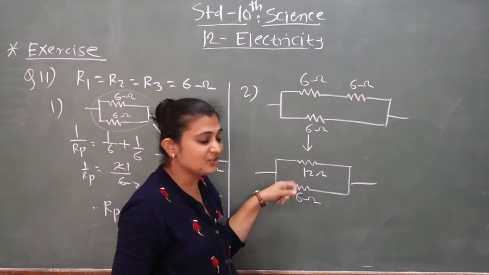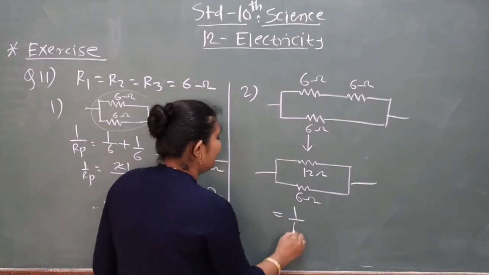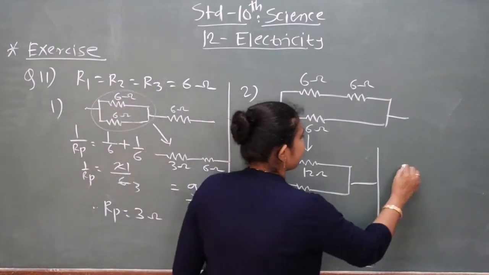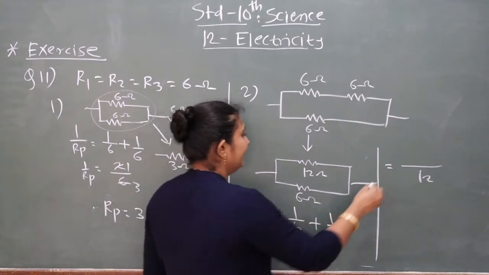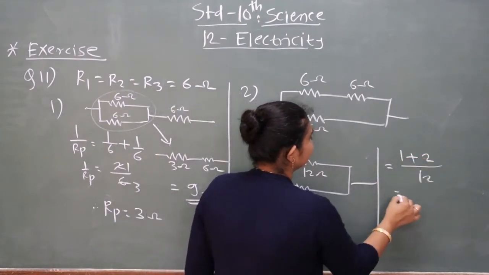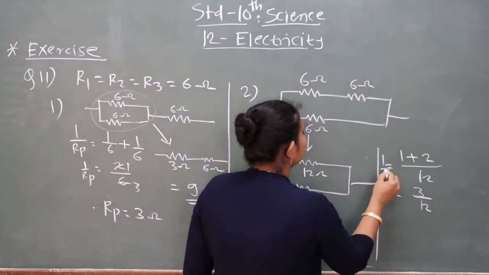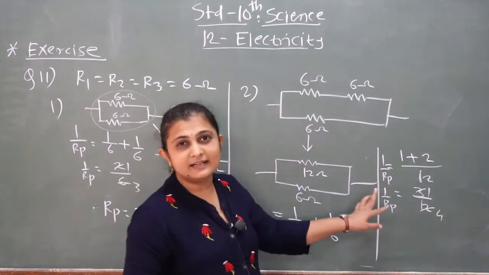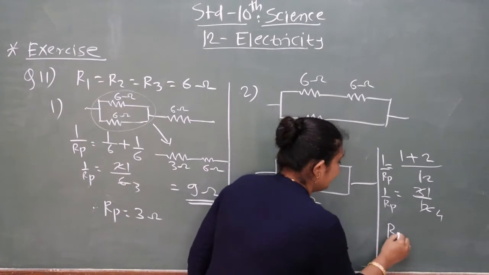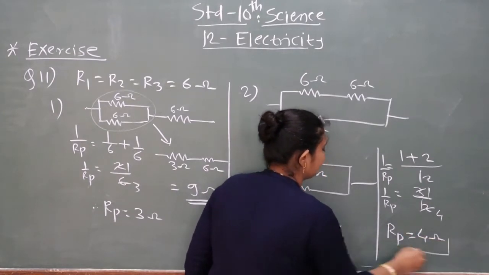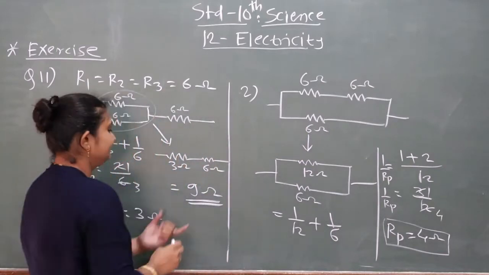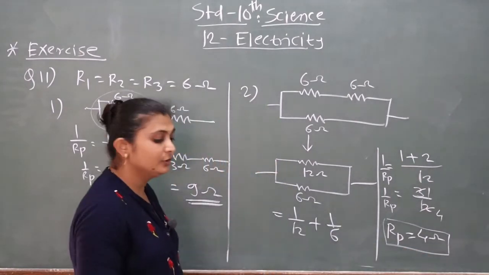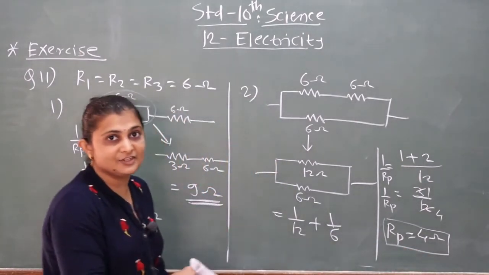And now these two are in the parallel connection. So we find equivalent resistance 1 upon 12 plus 1 upon 6. What is the LCM? Yes, 12 is the LCM. Then 1 plus 2, 3 by 12, 1 upon Rp. Taking the reciprocal of both, you get Rp is equal to 4 ohm. Understood? Here we get 9 ohm and here we get the 4 ohm resistance. Note down, we will see the next question.